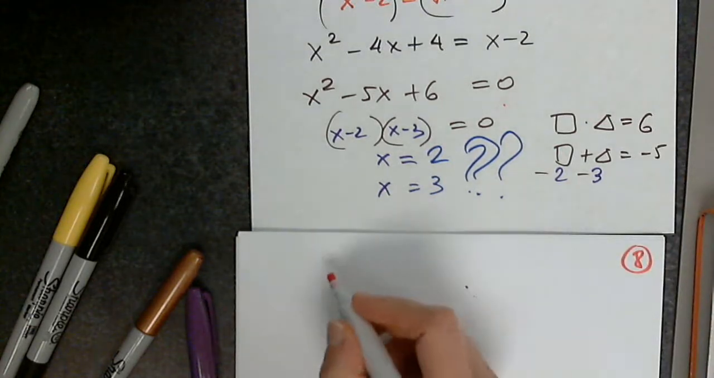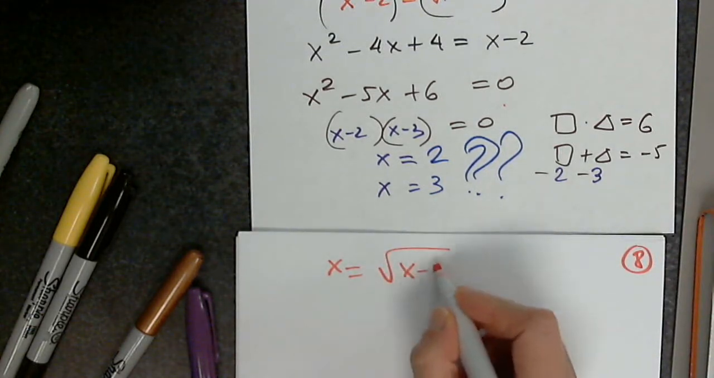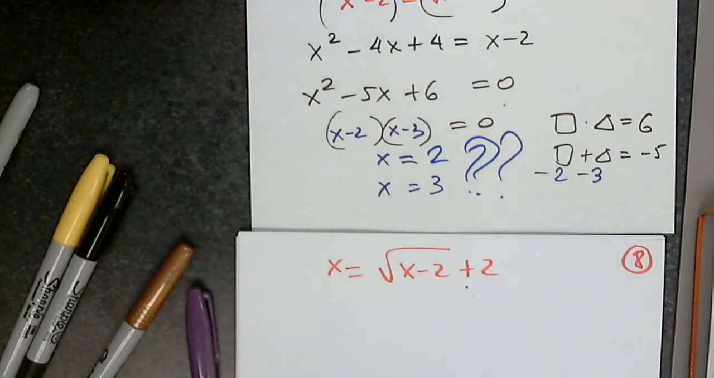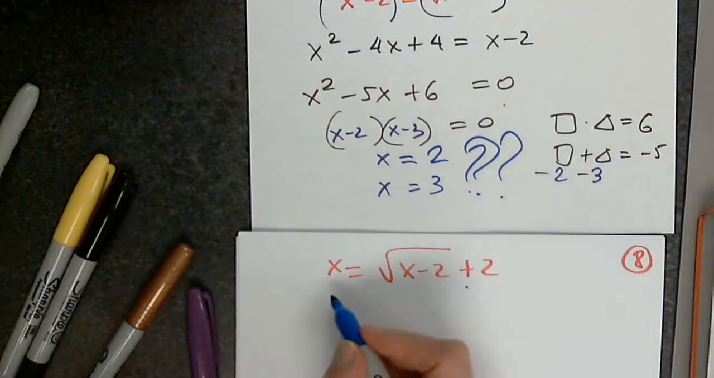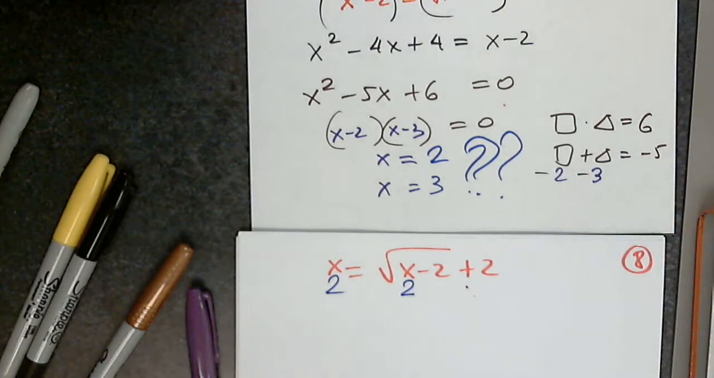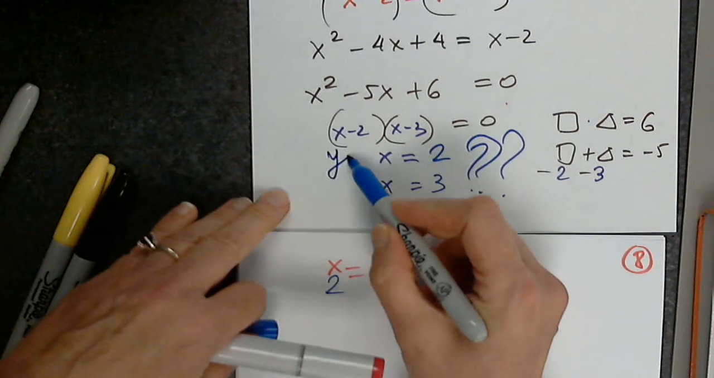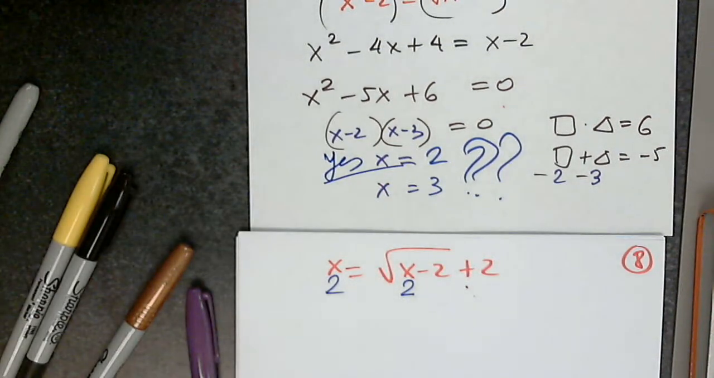So I'm going to copy the original problem here. And I will plug in 2. 2 minus 2 is 0. The square root of 0 is 0. 0 plus 2, is that 2? I will say yes. Next to x equals 2.